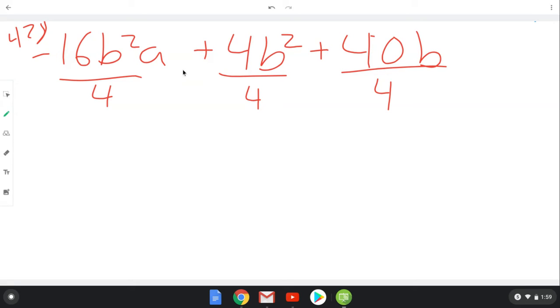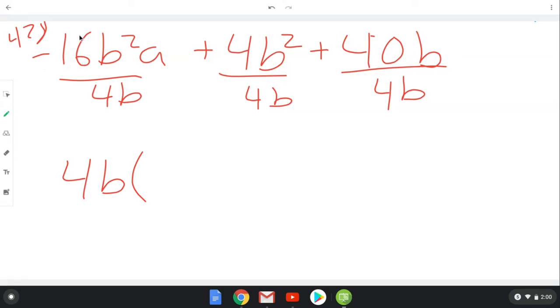And then I'm going to look at the variables and see if there's anything that they all have in common. And they all have a b in common. So I can also divide by b. So I'm going to divide by 4b. So my final answer is going to be 4b times something. I don't know what that something is yet, but that's what I'm going to figure out.